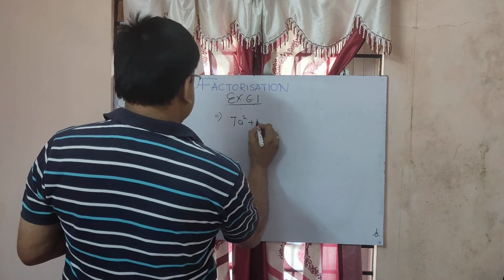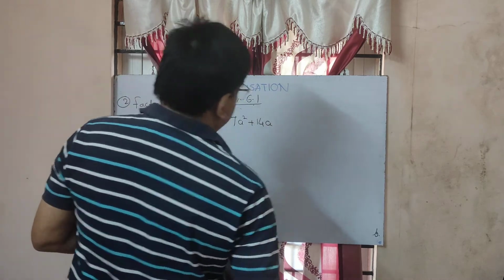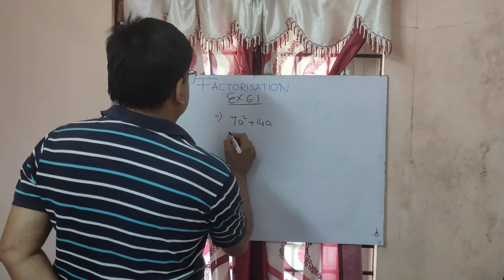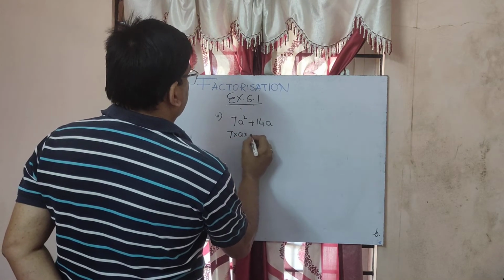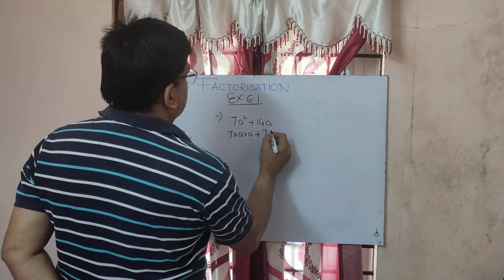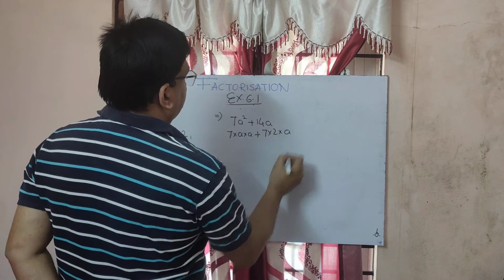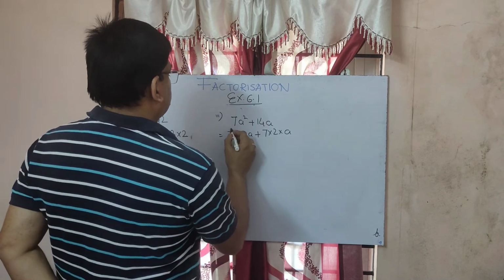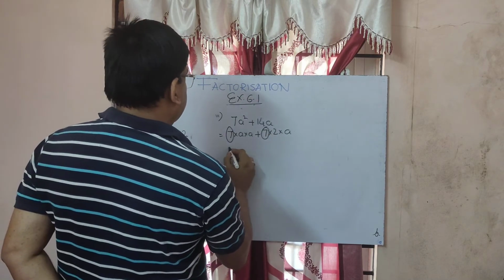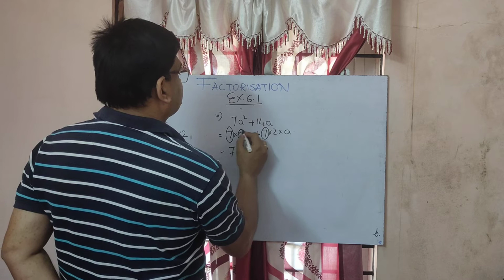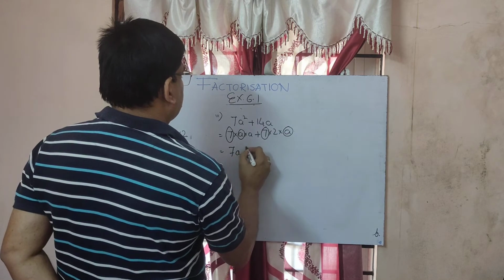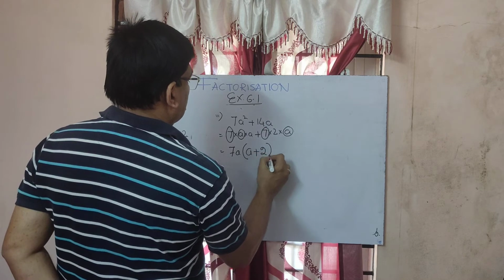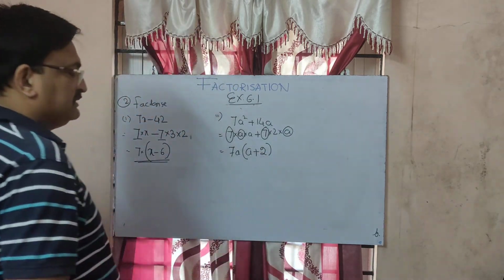7 square plus 14a. Now 7 into a plus 7 into 2 into a. 7 2s are 14 and a as it is. So 7 is common here. Write 7. A is common here. A plus what is remaining? 2. This is how this will be done.